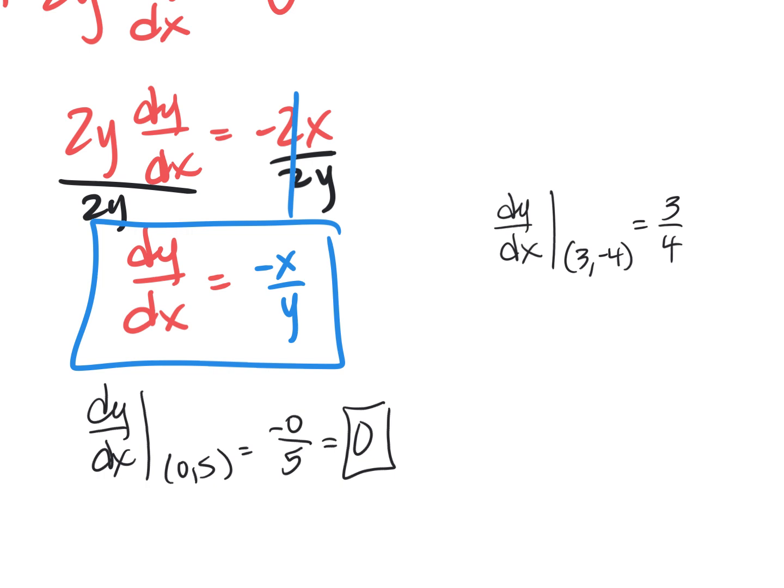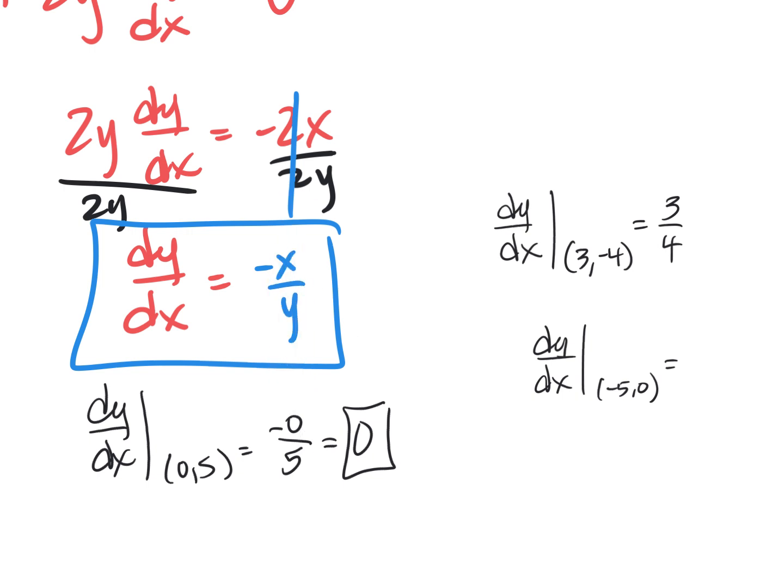Does it look like my slope is going to be positive something? 3/4, sure. Sounds good. And then finally, they had one last point, negative 5, 0. The derivative at negative 5, 0. The slope of that curve at negative 5, 0. When my x is negative 5 and my y is 0.